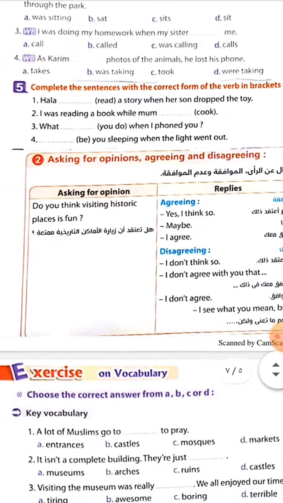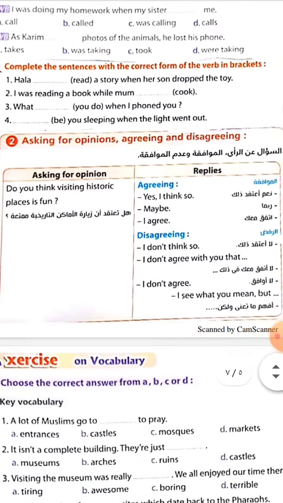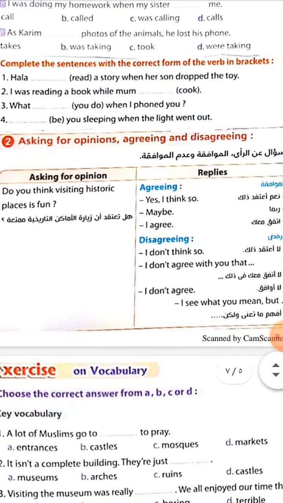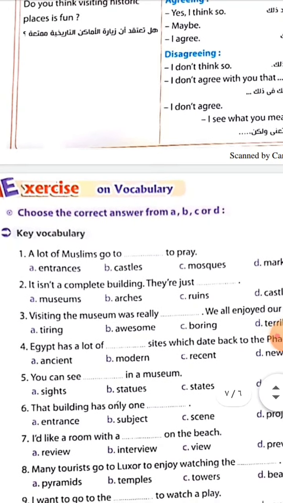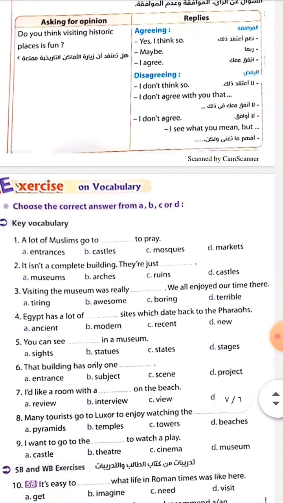أوكي. طيب now we have finished this part of the unit. We have learned the rules of grammar. Now let's check your understanding and answer this kind of questions on vocabulary.